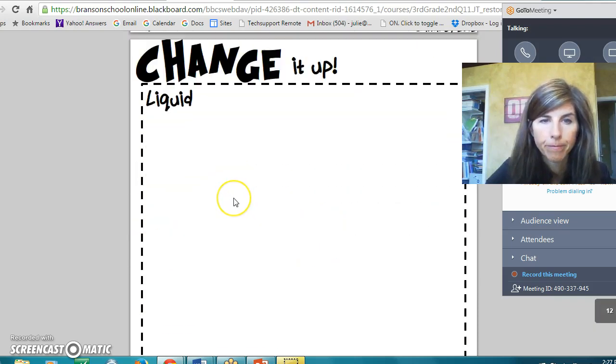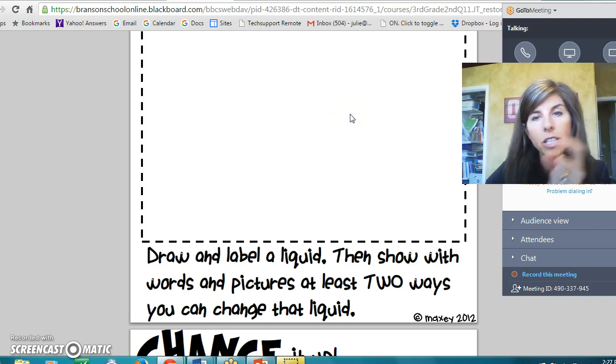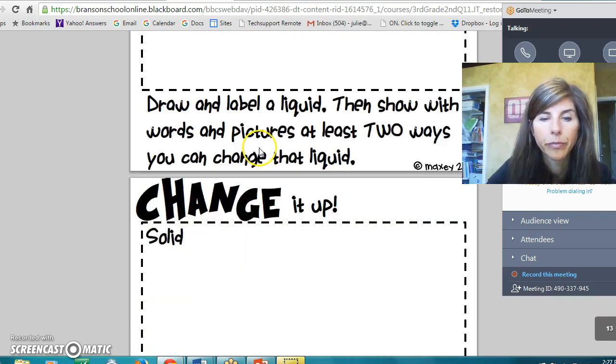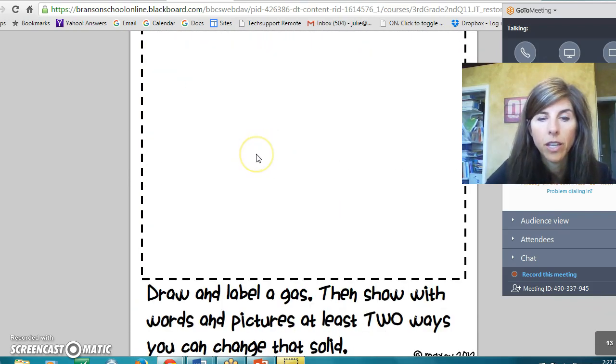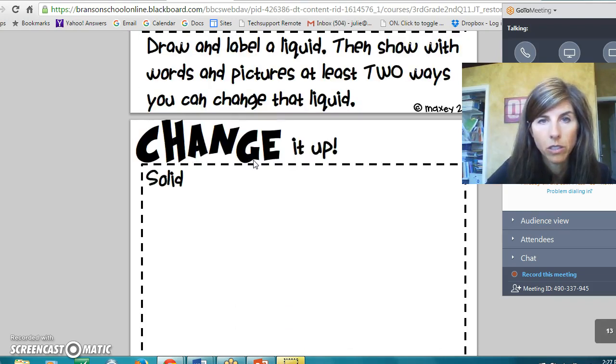And then draw and label a liquid, then show with words and pictures, at least 2 ways you can change that liquid. So that liquid can change to a solid, and you can change it to a gas. And for a gas again, show 2 ways how you can change it to a liquid and to a solid.